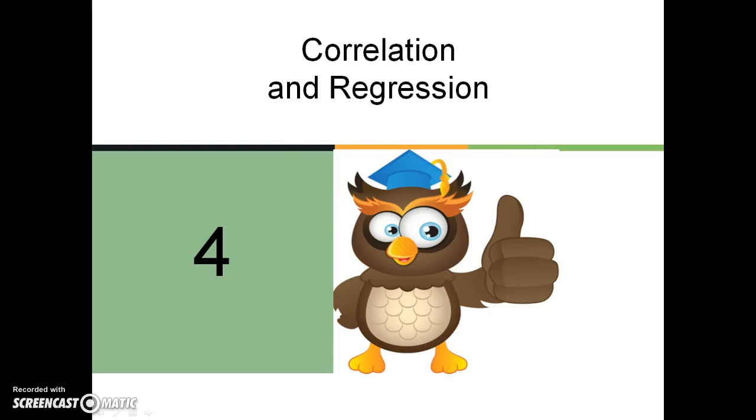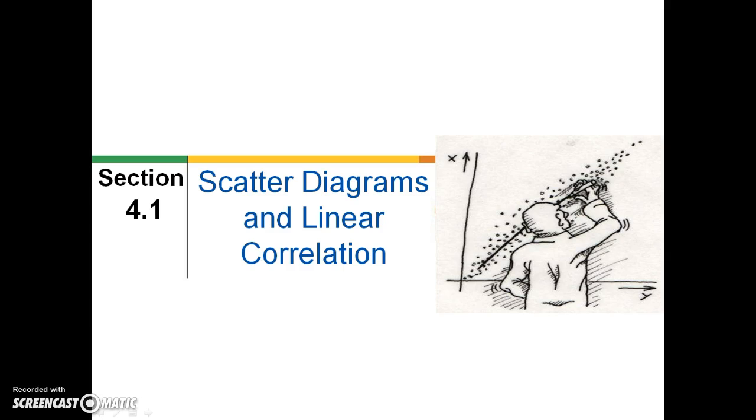In Chapter 4, we will learn about correlation and regression. Specifically, we will learn how to analyze and interpret data for making wise decisions. Section 4.1 provides an introduction to scatter diagrams and linear correlation.